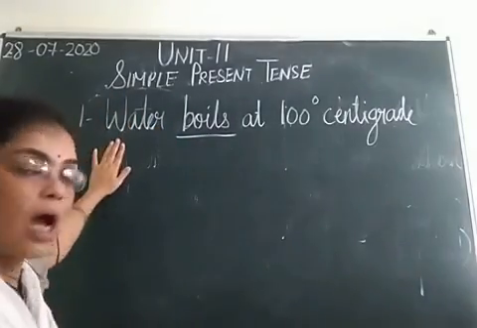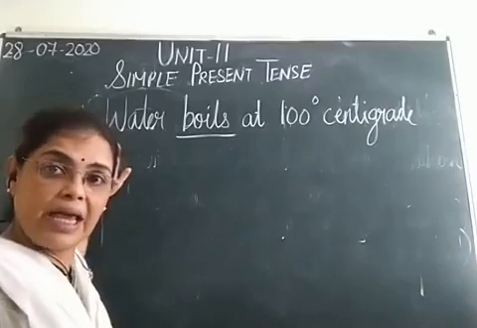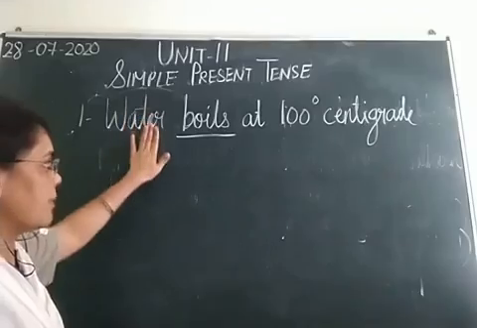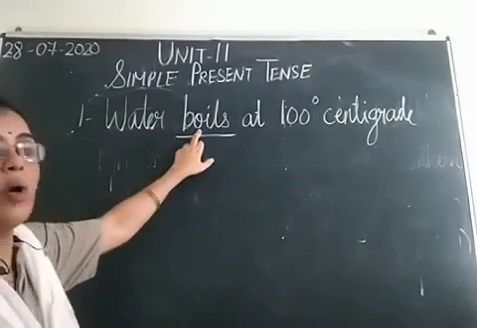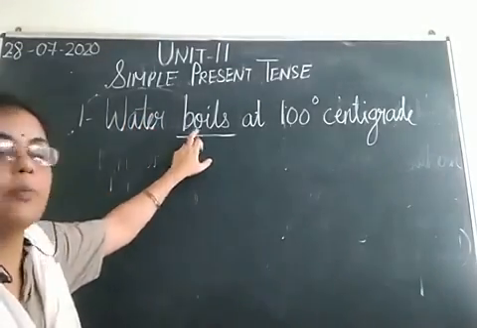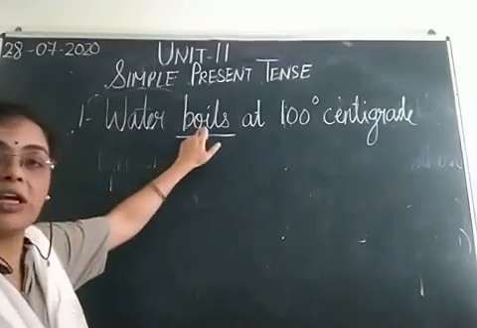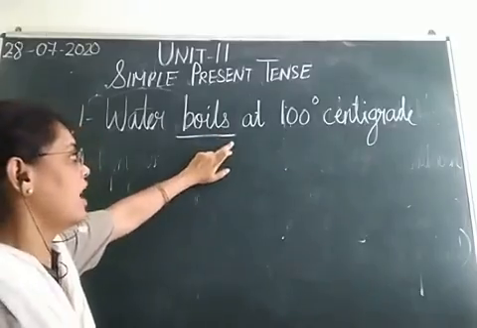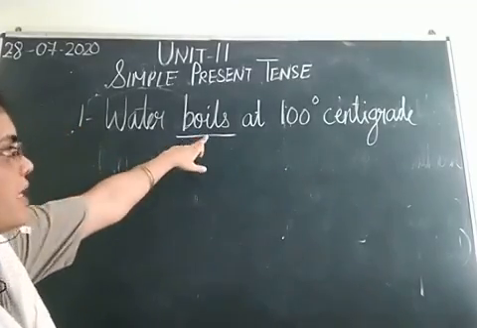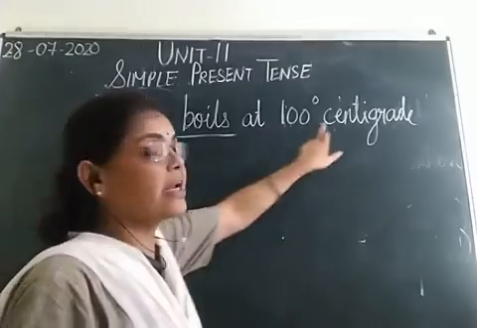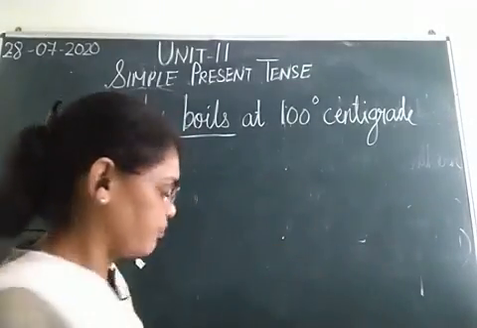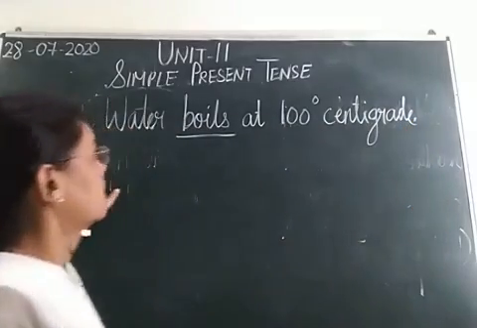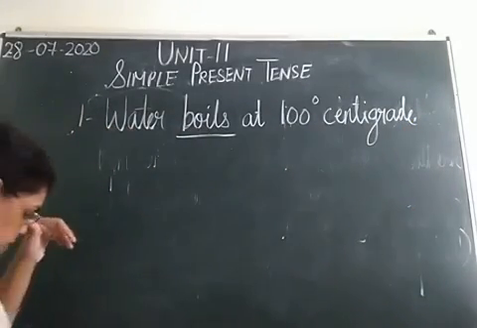Now water. Always water, air, we consider all of these as singular. So if the subject is singular we need to add s to the verb. So instead of boil, what have we used? S. We have added s to the word boil and we have used the root form plus s. That is, water boils at 100 degree centigrade. So with scientific facts, children, we use the simple present tense.